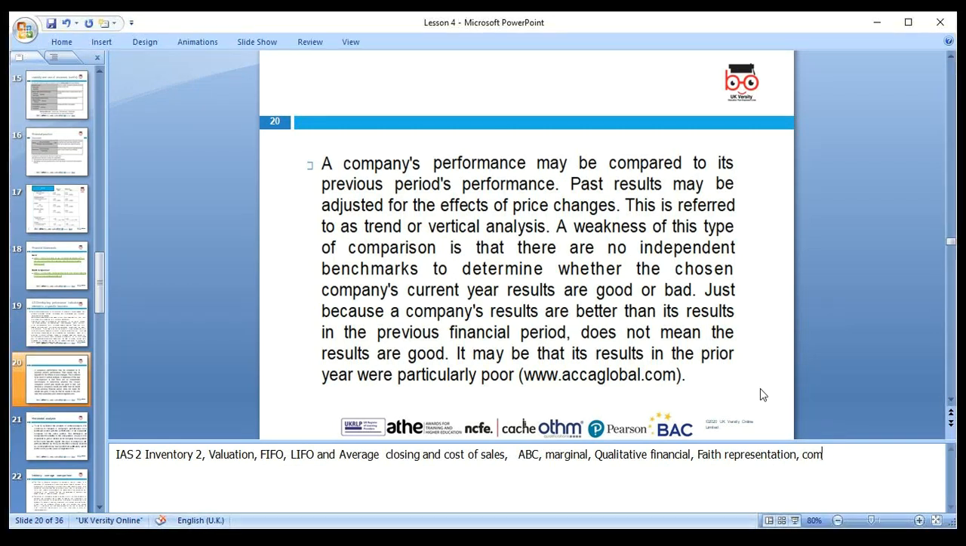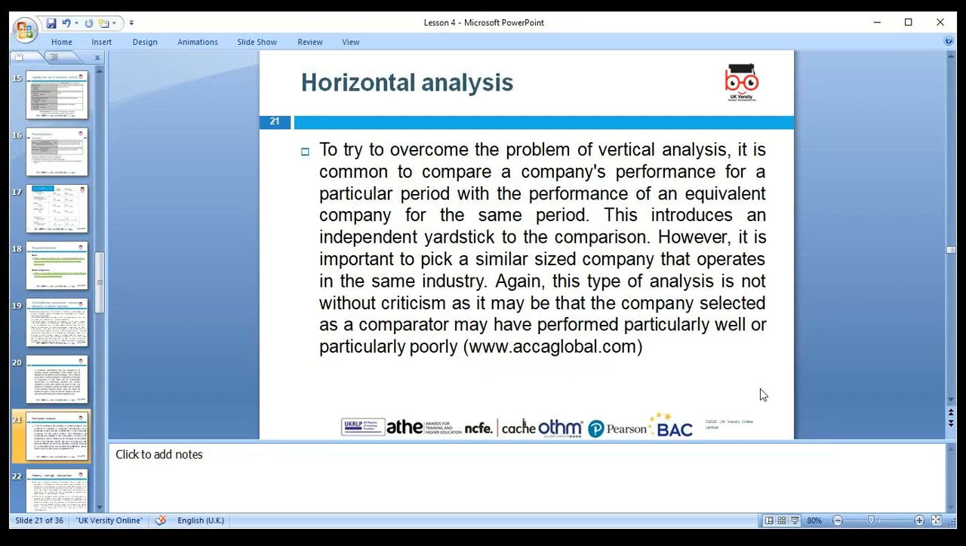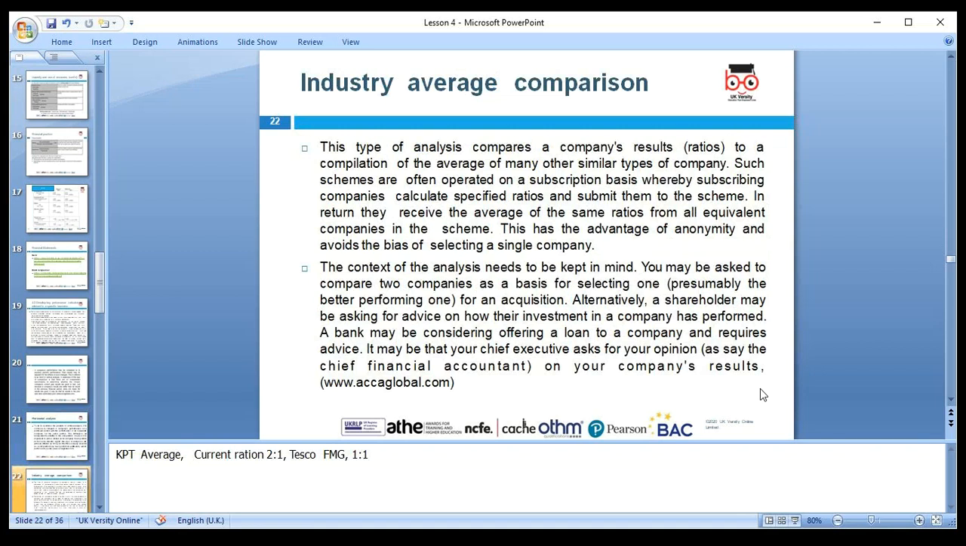Okay, if there is any question, please ask. Next, we can move to the next slide, which is horizontal analysis. It tries to overcome the problem of vertical analysis. It compares the performance of a particular period with the performance of an equivalent company for the same period, introducing an independent yardstick to the comparison. However, it is very important to pick a similar company. If you compare a corner shop's performance with Morrisons, that can be totally different. So we should compare with the same size, same volume, in the same industry. We can compare with other industries, but the performance may be different.